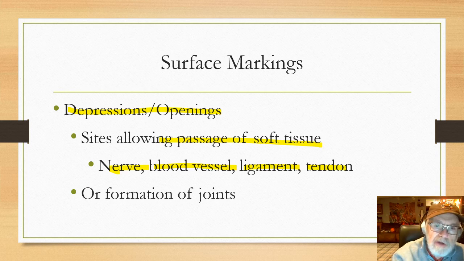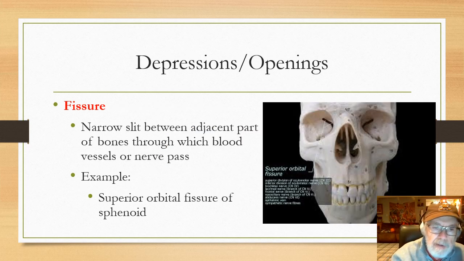We also find these surface markings or these depressions could be at the formation of joints. In other words, if I looked at a joint, there might be some areas that are hollowed out that actually allow that joint to have a certain shape, which matches the shape of the bone on the opposite side. So those things will actually also be some depressions as well. Let's talk about those first of all. Let's talk first about a fissure. A fissure is basically a narrow slit or like a crack between adjacent parts of bones through which the blood vessels, nerves, or something could pass.